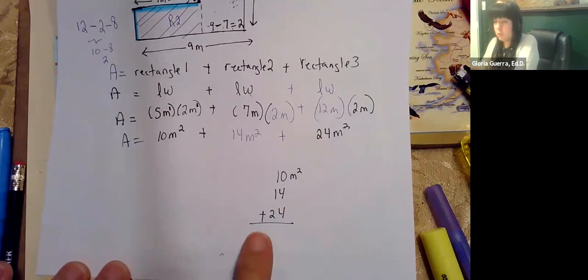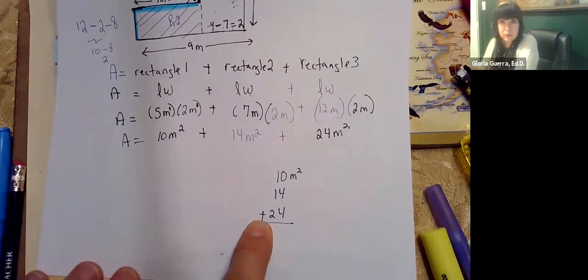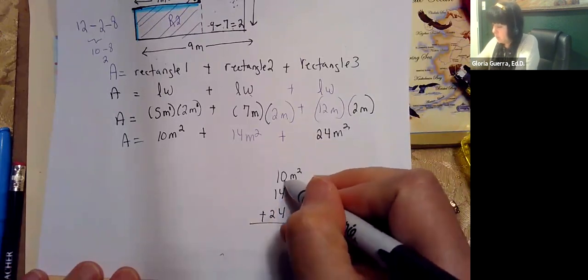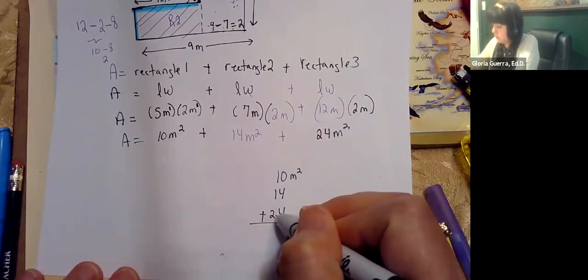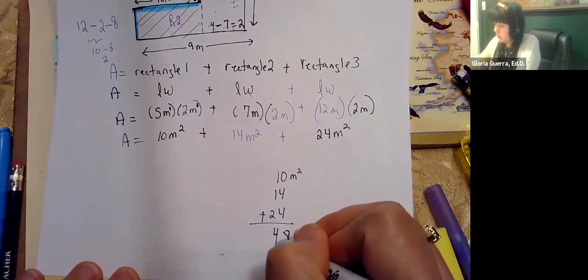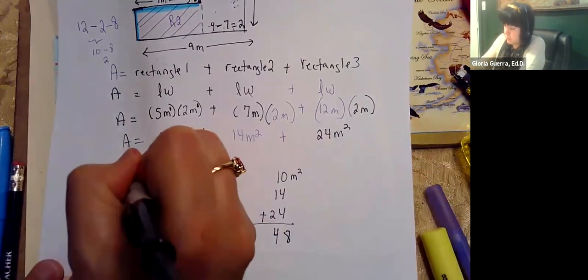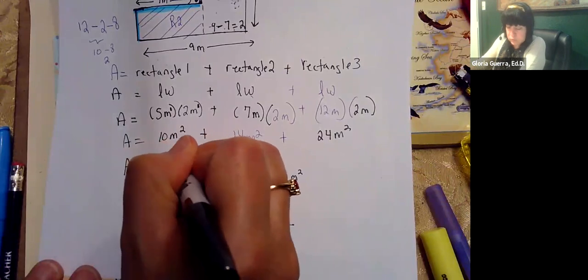So remember to always show the adding or subtracting or multiplying. What are you doing here? Okay, so add these up. 4 and 4 is 8, 2, 3, 4. So it looks like it's going to give us 48 meters squared.